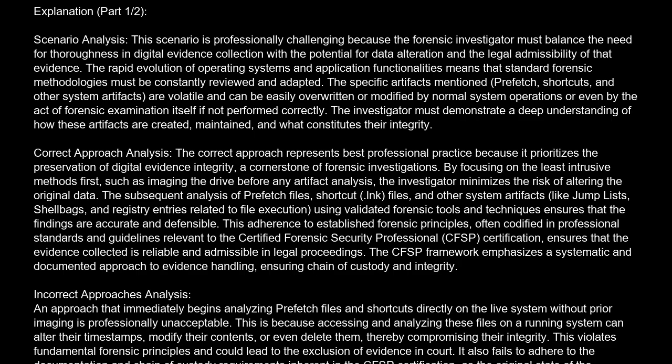Incorrect approach analysis. An approach that immediately begins analyzing prefetch files and shortcuts directly on the live system without prior imaging is professionally unacceptable. This is because accessing and analyzing these files on a running system can alter their timestamps, modify their contents, or even delete them, thereby compromising their integrity. This violates fundamental forensic principles and could lead to the exclusion of evidence in court. It also fails to adhere to the documentation and chain of custody requirements inherent in the CFSP certification, as the original state of the evidence is not preserved.